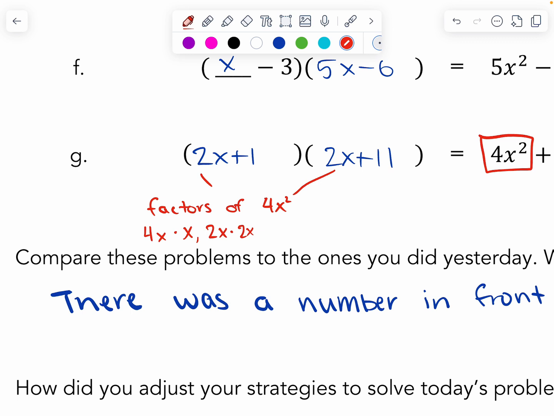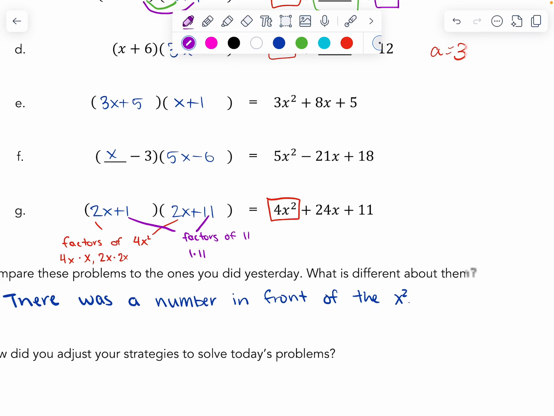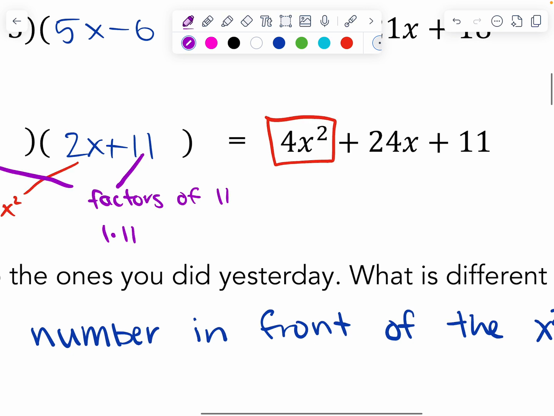And then the other thing you want to do is look for factors of 11. We love our prime numbers. It's just 1 times 11. This makes it super handy when you're running it through, because then there's only 3 possible combos. I'll write it in red.